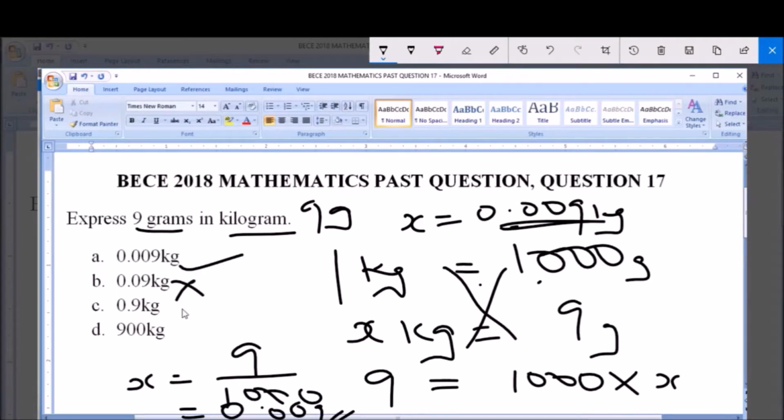Remember I said 1 kilogram is equal to 1000 gram. Therefore, to express 9 gram in kilogram, we divide this 9 by 1000. And dividing it by 1000, we have 0.009. And because of that, we say A corresponds to our answer, and A is our right answer.